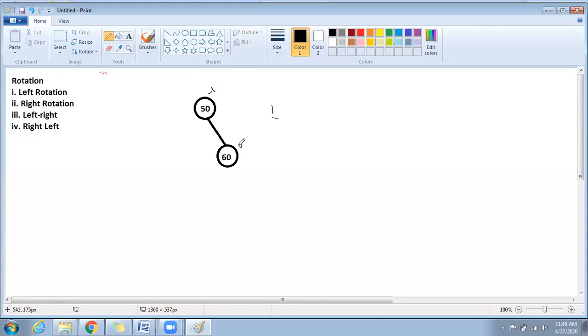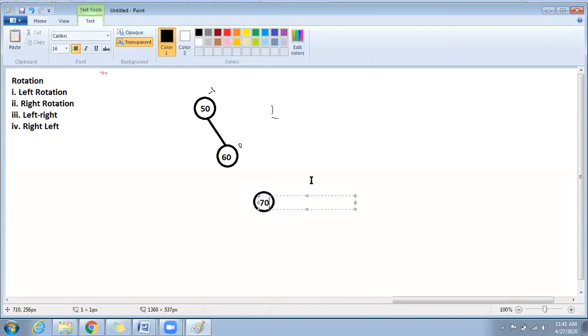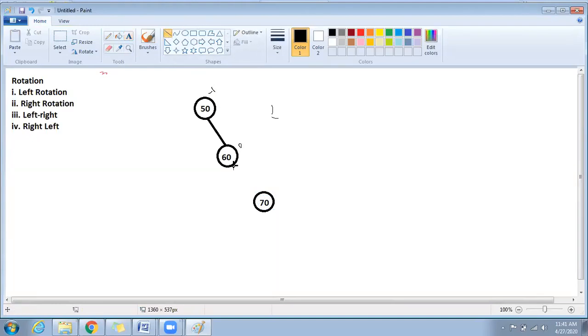Now I want to insert value 70. Where can you insert it? Right side of 60. Yes, I am inserting 70 on the right side of 60. Now again, I want to check the balancing factor of each and every node. What is the balancing factor of 70? 0. What is the balancing factor of 60? Minus 1. Very good. What is the balancing factor of 50? Minus 2.